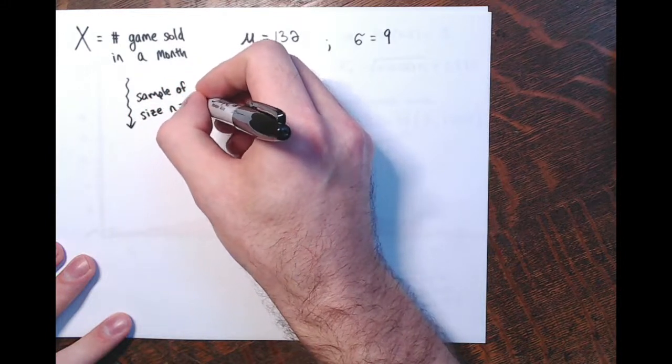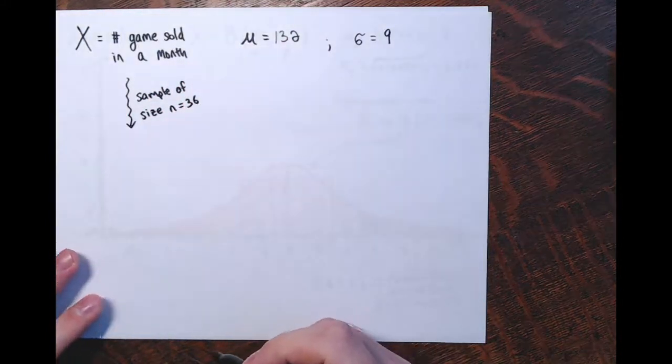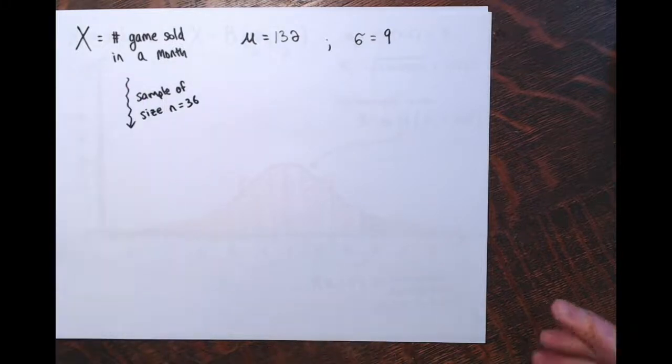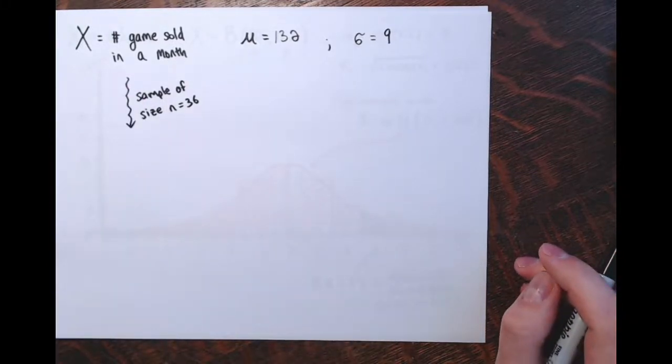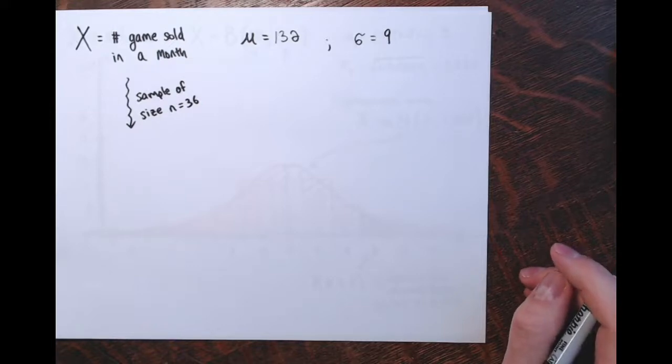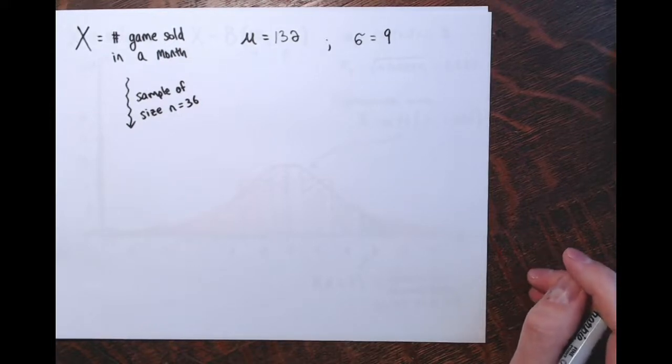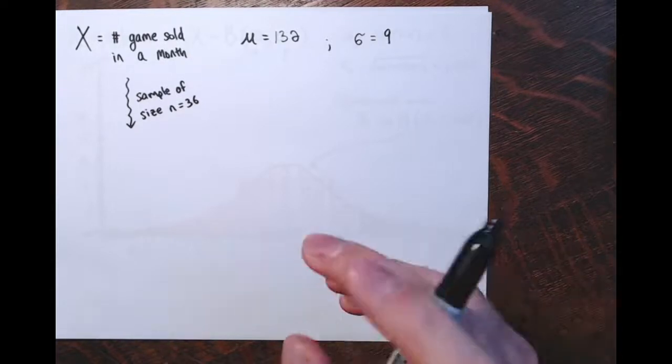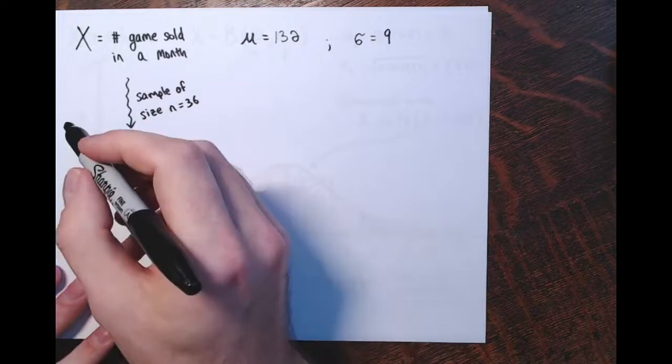Now this is definitely 30 or greater. Remember, when the sample sizes were 30 or greater, it didn't matter what the distribution of the original population was. The distribution of the means of those samples would be approximately normal. That was the central limit theorem, what that stated.